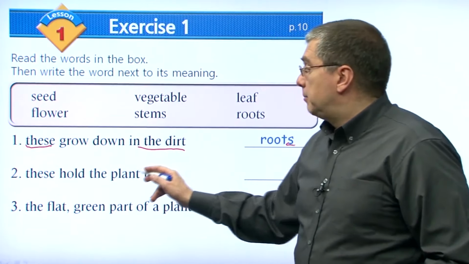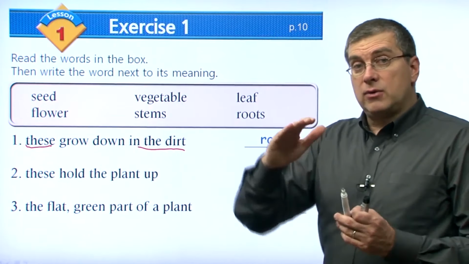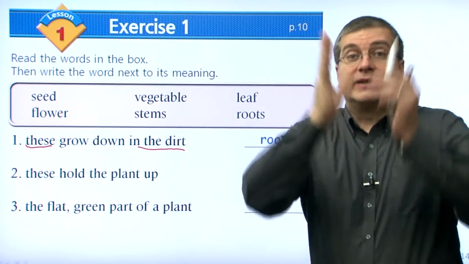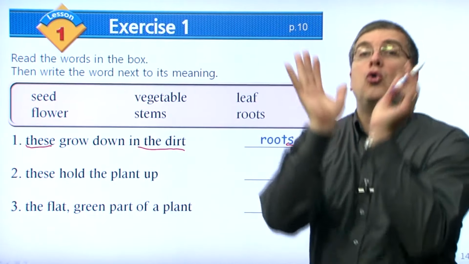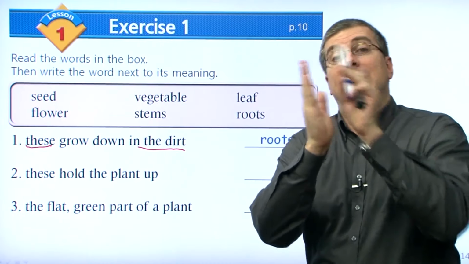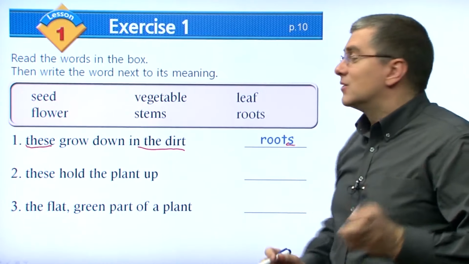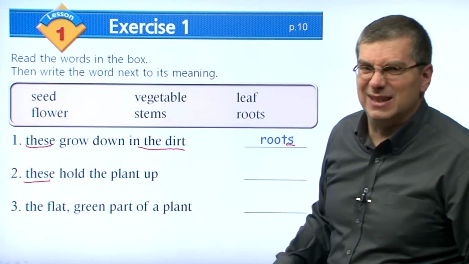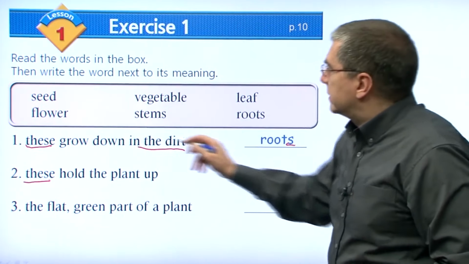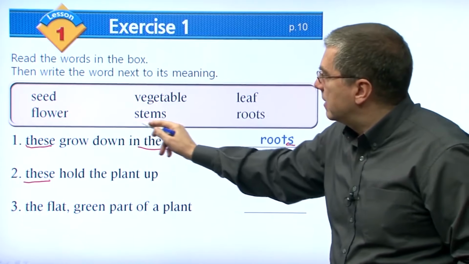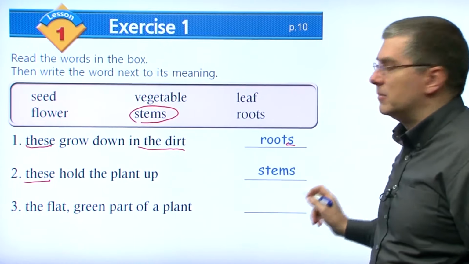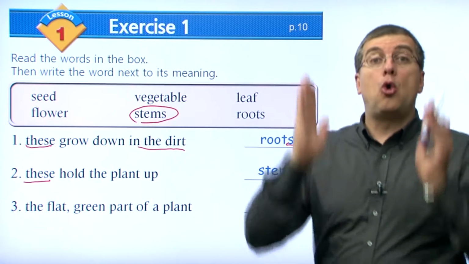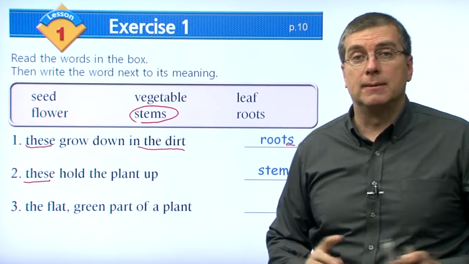These hold the plant up. So above ground, right? What is the body of the plant? It supports the plant. It holds it up, so the plant doesn't fall down. So what do we call it? Again, we're looking for plural, S, these. So which word is it? Of course, we're looking at this word here. Stems. The stem is like the body of a plant. It holds the plant up.